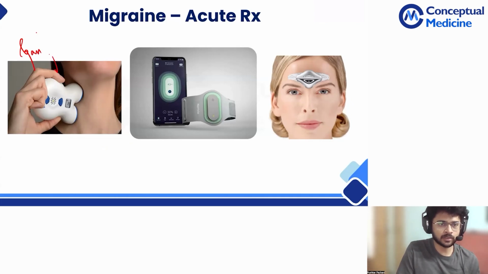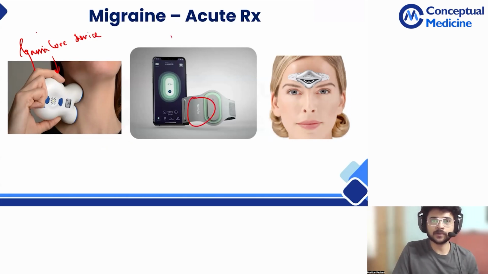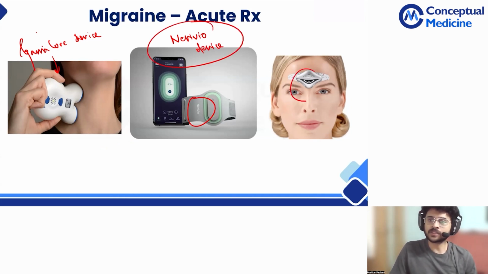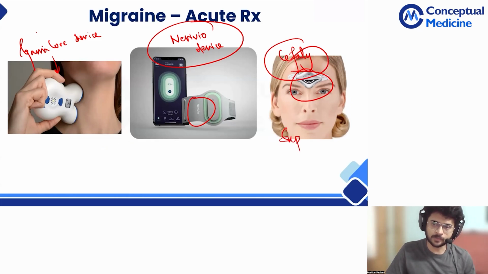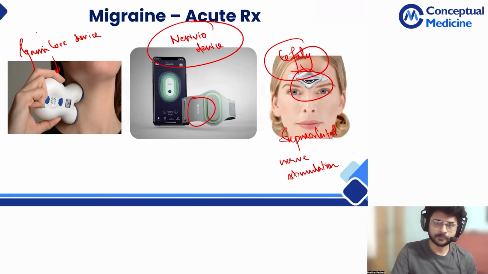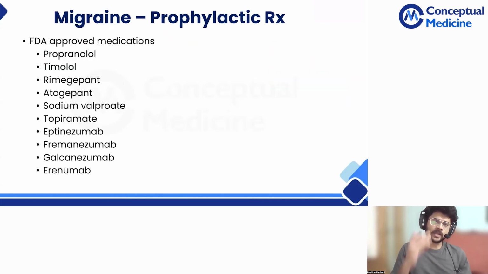So this over here is the gammaCore device. Over here, this is the Nerivio device. Okay, this is actually present in the market currently. And you also have the Cefaly device, which is basically transcutaneous supraorbital nerve stimulation. So that's about the acute management of migraine.